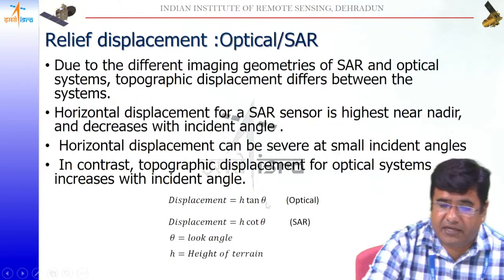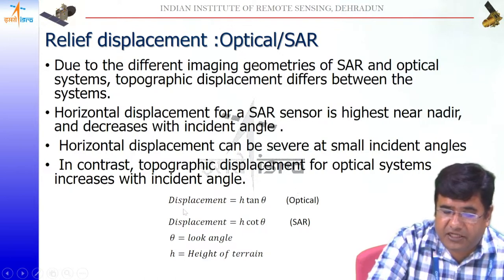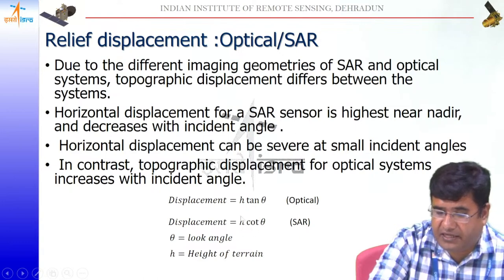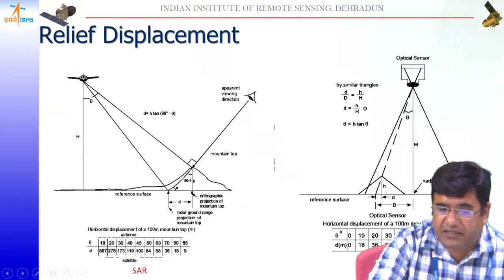So what is actually the difference? The displacement in the optical image is given by h tan theta, and the displacement in SAR is given by the formula h cot theta. So let us calculate how much the displacement is in SAR and optical sensor.